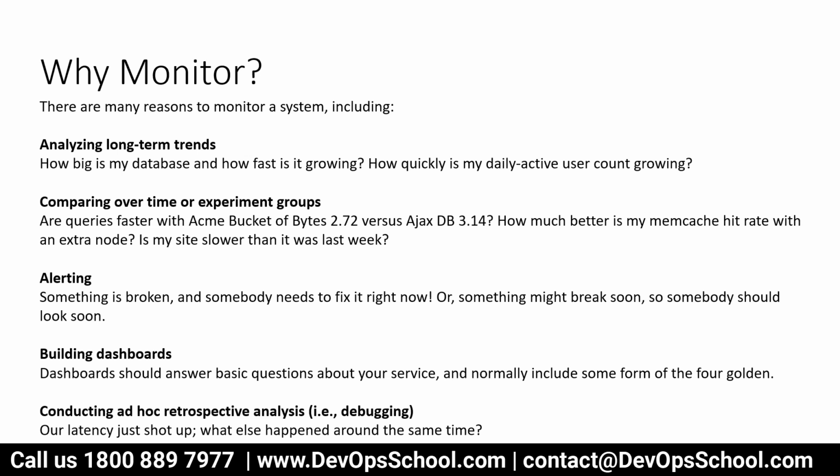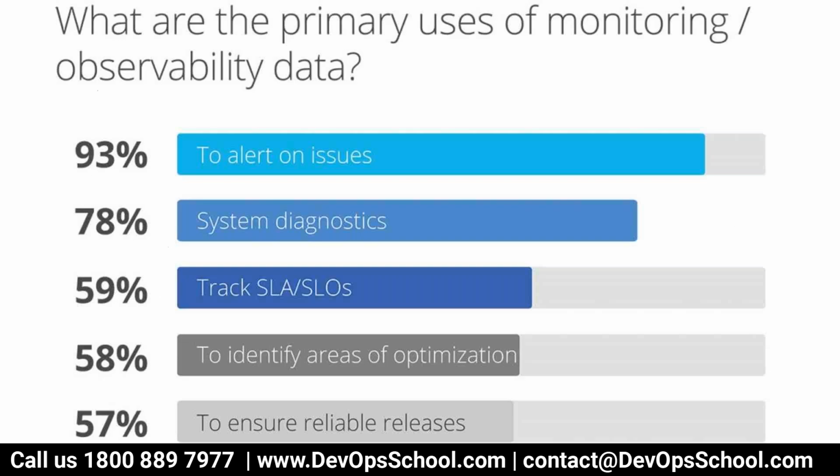You want to have alerting, so something which goes beyond the threshold, we need alerting on that also. Building a dashboard means we want to have visualizations of what's going on in our infrastructure, production environment, pre-production environment, and so on. And on top of that, we want to conduct ad hoc retrospective analysis, i.e. debugging, for anything that goes off. For example, latency has shot up, so you want to troubleshoot why it has shot up. These are the primary reasons why we do monitoring.